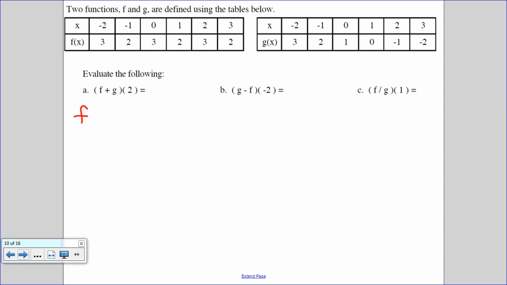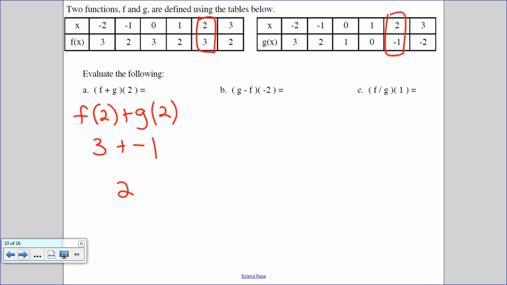So if I do this example, f of 2 plus g of 2 is what we want. Well, f of 2 is found right here. F of 2 is the y value when x is 2, that's 3. And g of 2 is the y value when x is 2. So that's negative 1, so the output is 2. 3 minus 1 is 2.